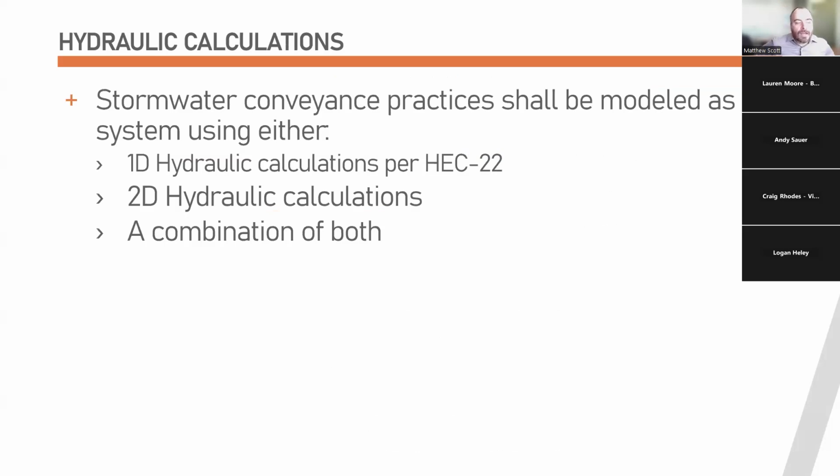So this is not a big change in requirement. This slide is just to point out that 1D hydraulic calculations are required per HEC 22. A lot of this section will be familiar, and as well where we made updates. We're relying a lot on HEC manuals, both for erosion control and 1D hydraulic calculations. There is allowance for 2D hydraulic calculations and/or a combination of both as appropriate. Next slide.